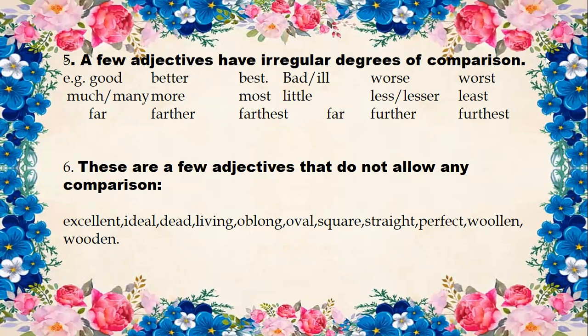These are few adjectives that do not allow any comparison. So these are the words which do not allow any comparison. Excellent, ideal, dead, living, oblong, oval, square, straight, perfect, woolen, wooden. So these are the exceptional cases. These are few adjectives that do not allow any comparison.